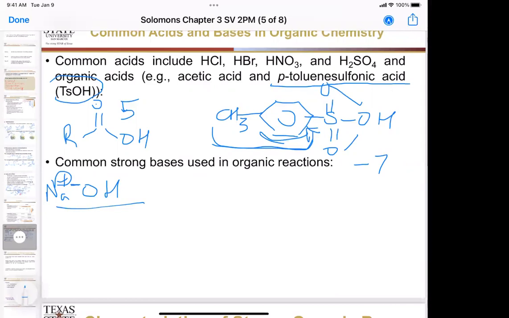So we can probably remove that one and turn that into a base too, right? So if we had just ethanol and we removed one of those hydrogens off here and we put sodium here, that would also create a base. Are these strong bases or weak bases?